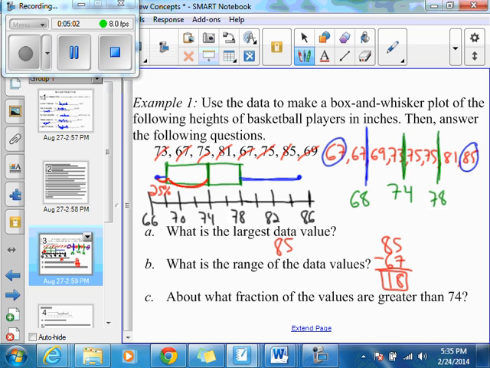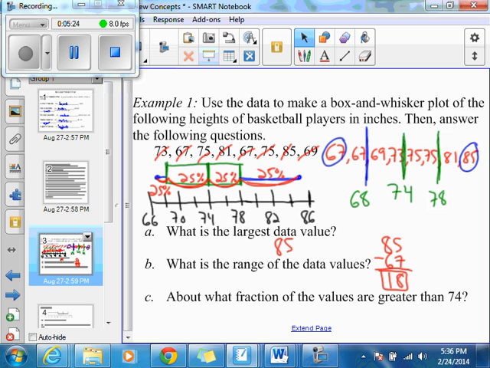This next section here, 25% of the data, that means 25% of the data falls between 68 and 74. Next section, 25% of the data falls between 74 and 78. And then the next section, 25% of the data falls between 78 and 85.